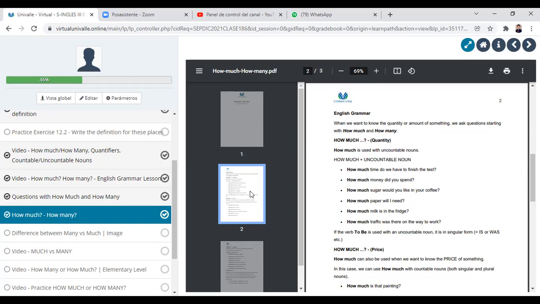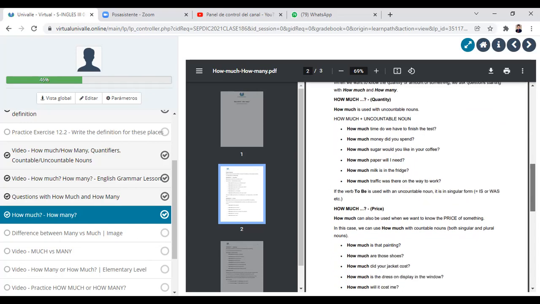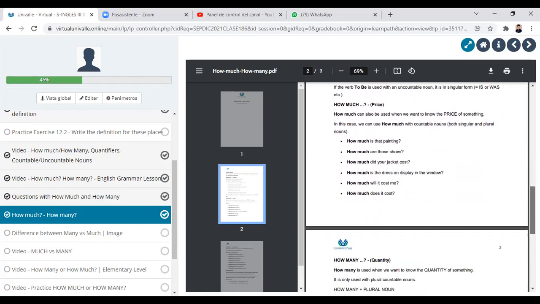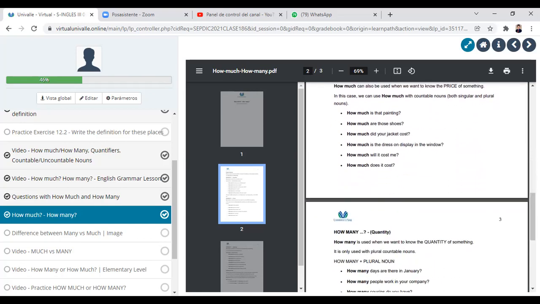How much for price? In this case, how much can also be used when we want to know the price of something. In this case, we can use how much with countable nouns, both singular and plural. How much is that painting? How much are those shoes? How much do your jackets cost? How much is the dress on display in the window? How much will it cost me? How much does it cost?